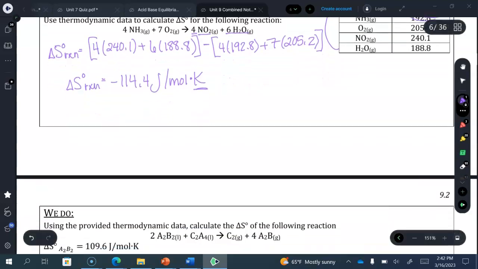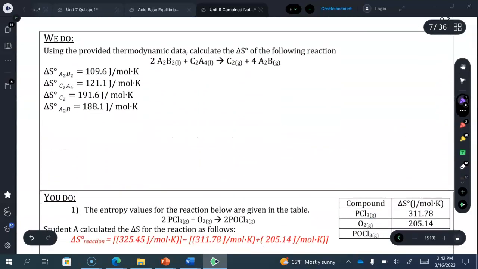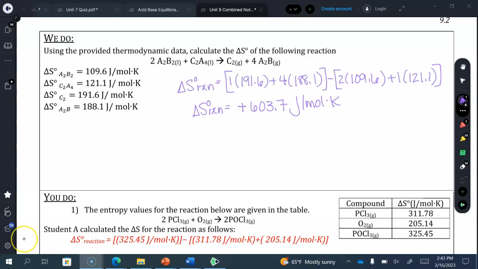Let's practice another one. I want you to pause the video, and using the same process as I do, calculate the delta S of this reaction. Please pause the video now. Okay, so you should have gotten a positive 603.7 joules per mole Kelvin for this entropy of reaction.